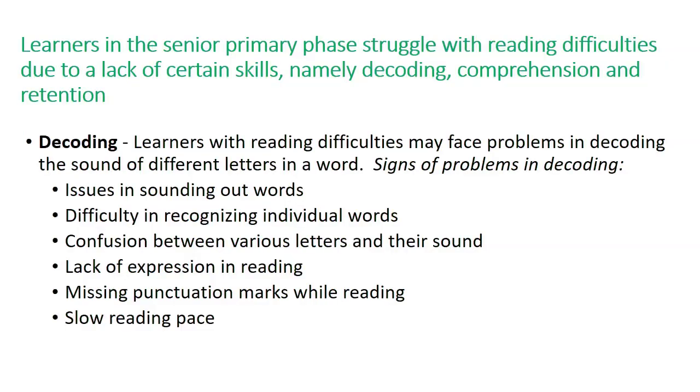So learners in the senior primary phase will struggle with reading difficulties a lot because there's a lack of certain skills. And these skills are your decoding, comprehension, and retention. So decoding is when there's difficulty to hear the sound of different letters in a word. So to really break that down, there are specific signs that you will know that there's a problem with decoding. Some of them are issues in sounding out words, lack of expression in reading, slow reading pace. So there's a few that a teacher can look out for.